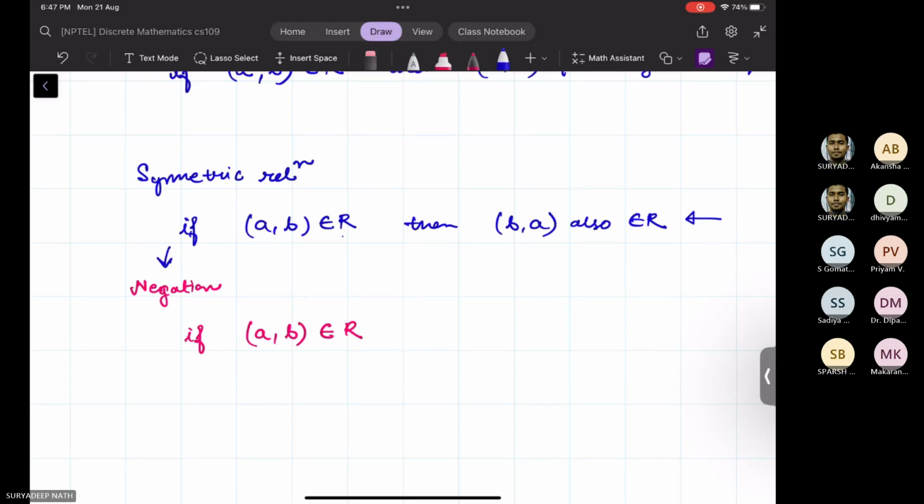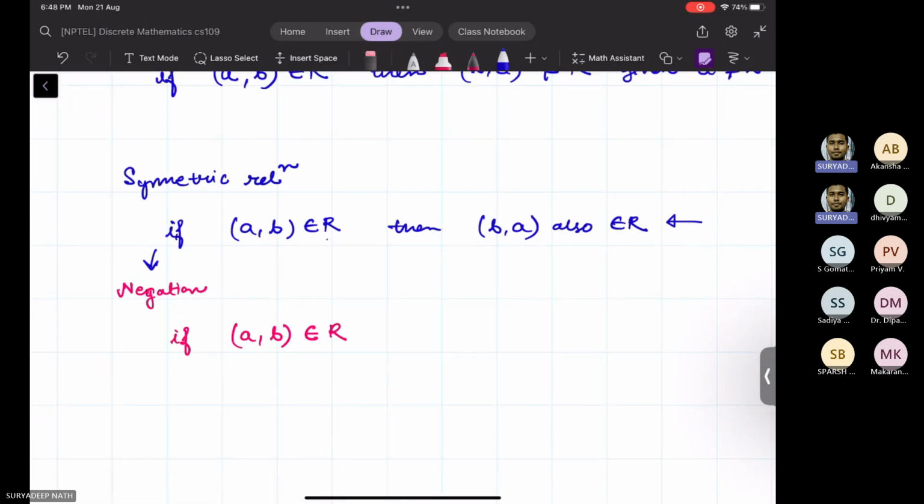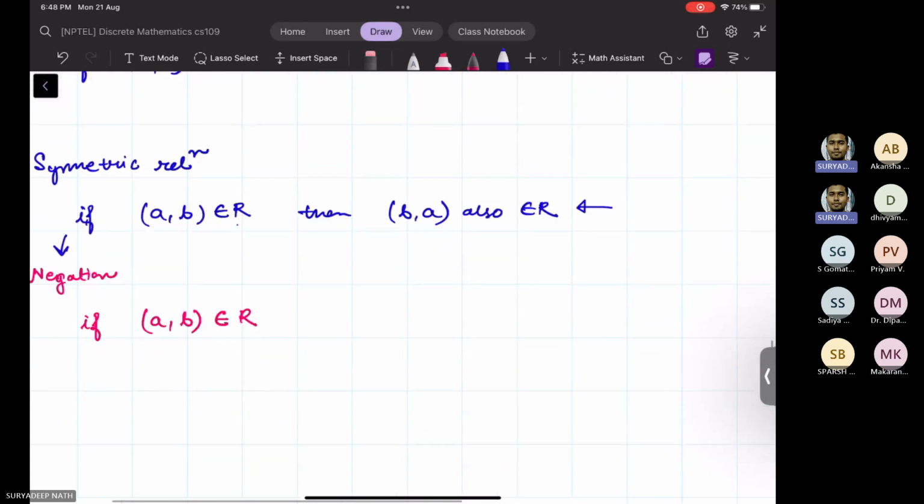If (A, B) belongs to R, then (B, A) does not belong to R. But this is actually not the right negation. If we just take it as a sentence, it might look like the negation would be if (A, B) belongs to R, then (B, A) does not belong, but this is not the negation. So let me show you with a set diagram.